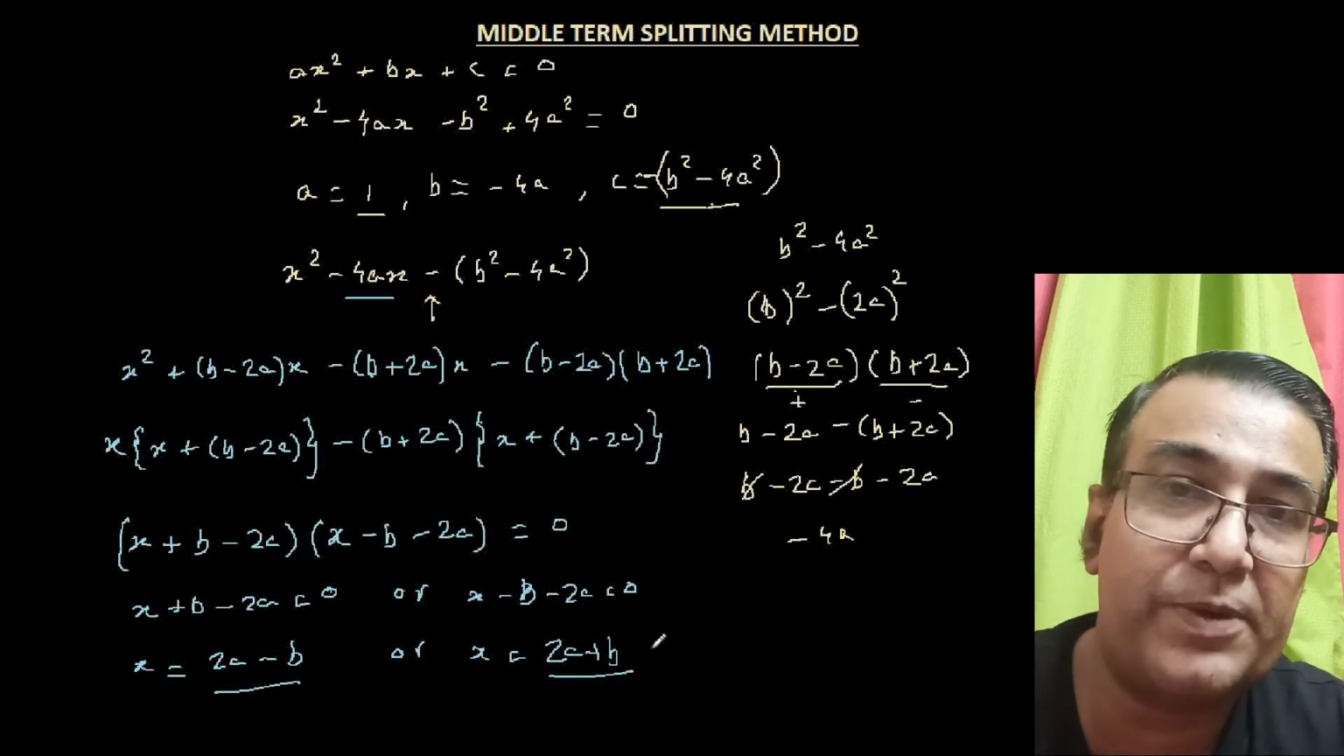So we have got two solutions: either x is equal to 2a minus b, or it is equal to 2a plus b. Well, that was about the middle term splitting method, but do you actually know where exactly quadratic equations are used in real life?